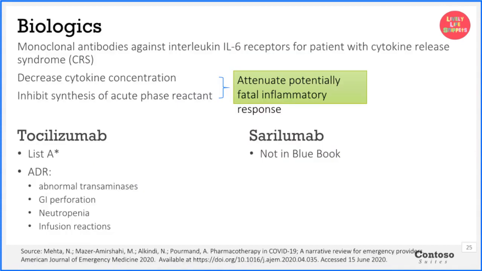Biologics are monoclonal antibodies which act against interleukin-6 receptors for patient with cytokine release syndrome. By decreasing cytokine concentration and inhibiting the synthesis of acute phase reactant, biologics can attenuate potentially fatal inflammatory response. Tocilizumab is an example of biologic which is a List A** item which requires infectious disease consultant or physician approval and countersign. Common side effects are abnormal transaminases, gastrointestinal perforation, neutropenia, infusion reactions and some more. Another choice of biologics is sarilumab, but it is not listed in Blue Book.